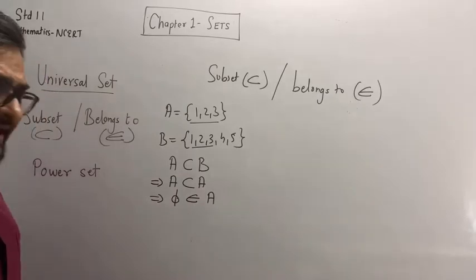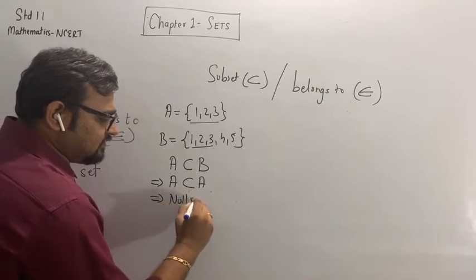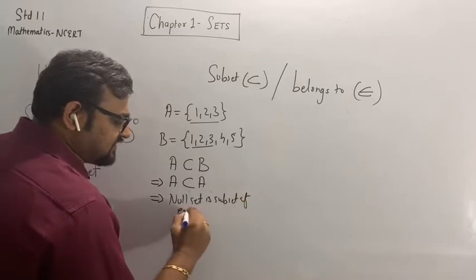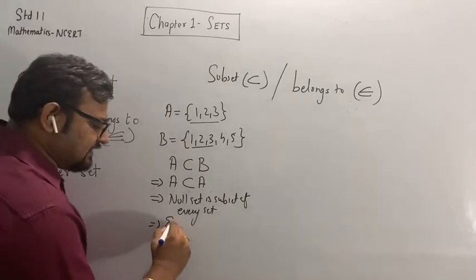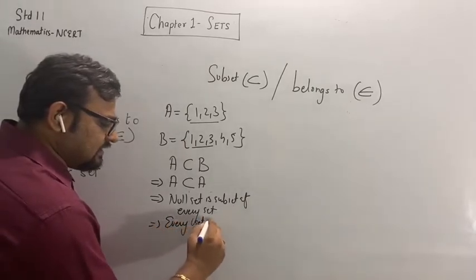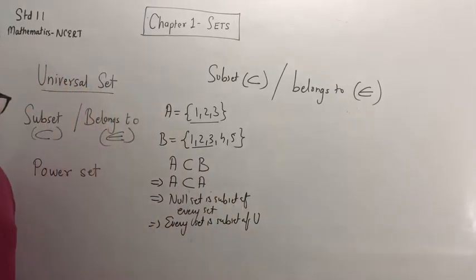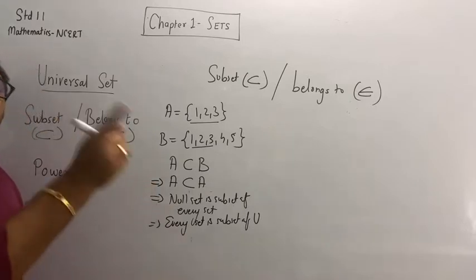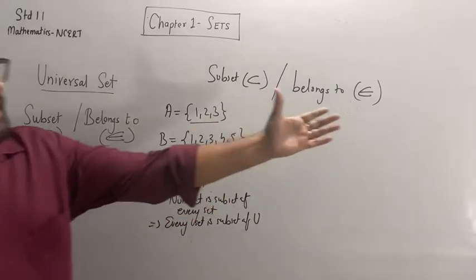Clear? Any set, sorry, not belongs to subset. Or I can write down: the null set is a subset of every set, and every set is a subset of U. Okay? Every set is a subset of itself. Every set is a subset of U. And the null set is a subset of every set. Right? Okay? Now, what is belongs to?